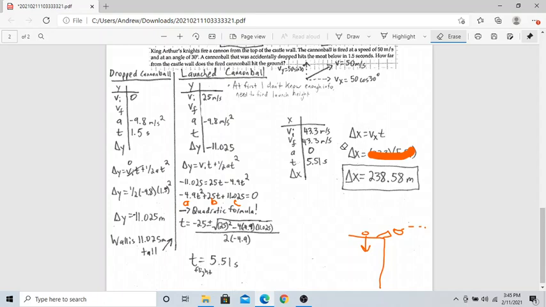So I use our lovely formula, delta X equals the X velocity times time. I plug in my numbers, and I get that the X range, how far this cannonball is going to travel from the wall, is 238.58 meters. Now, with these questions completed, you have the tools to work through just about any projectile problem, and to map out how any projectile should fire.